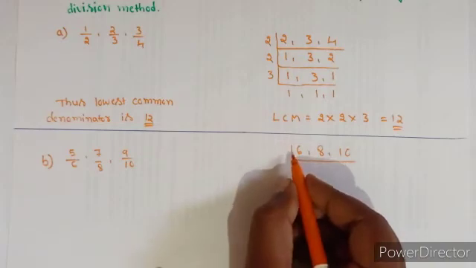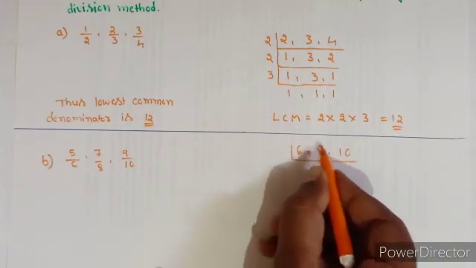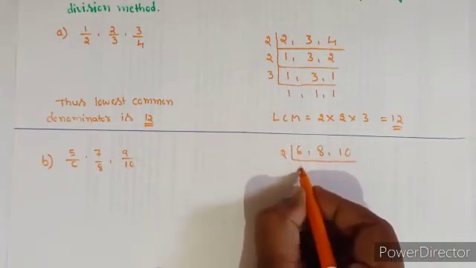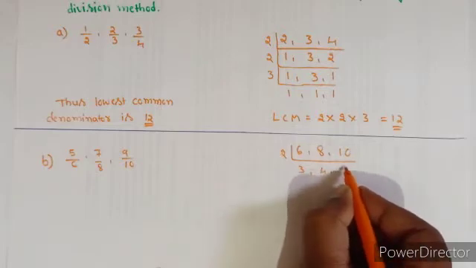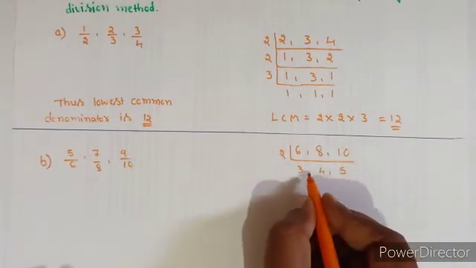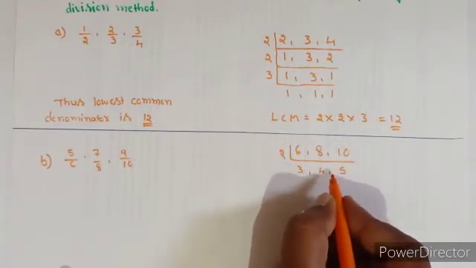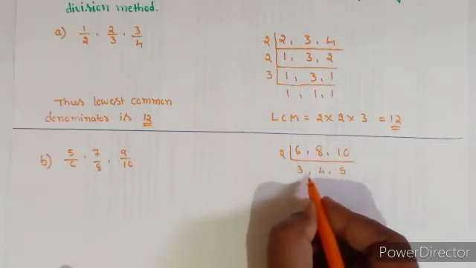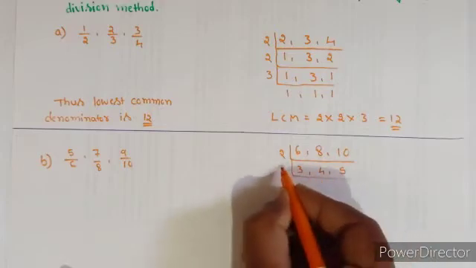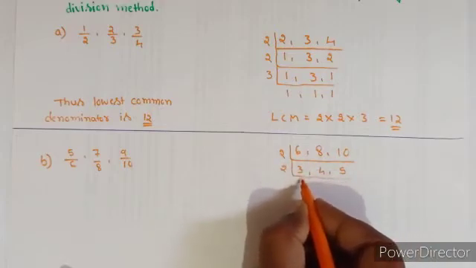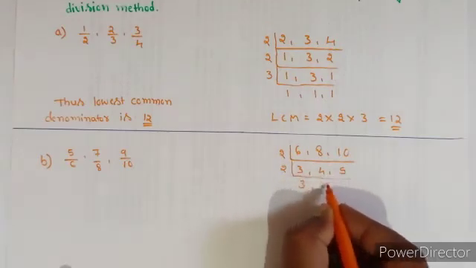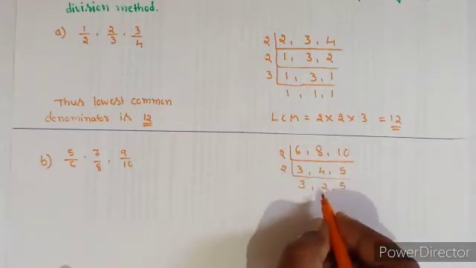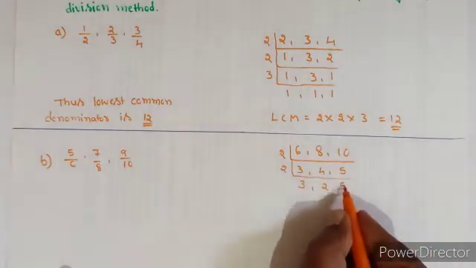Okay, so here the smallest prime number which divides at least one of the given numbers is 2, right? 2 threes are 6, 2 fours are 8, 2 fives are 10. Okay, here we got 3, 4, 5, right? Again the smallest prime number which divides at least one of the given numbers is again 2 only. Okay, 2 can't divide 3, bring down 3 as it is. Okay, 2 twos are 4. Okay, 2 can't divide 5, bring down 5 as it is. Okay, here we got 3, 2, 5, right?